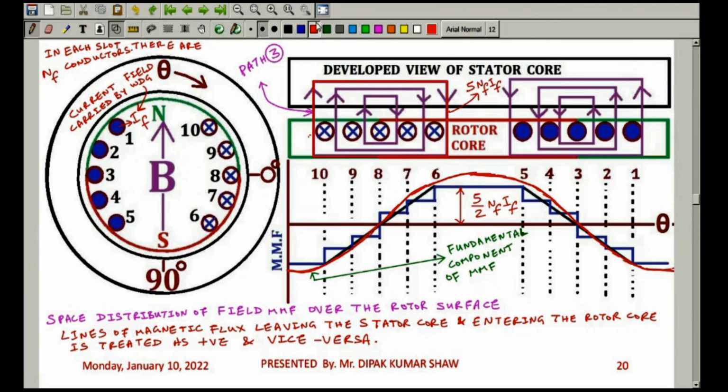So obviously, let me mention here, space harmonic components of M.M.F are not indicated.